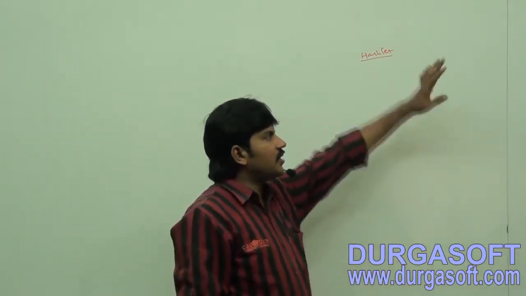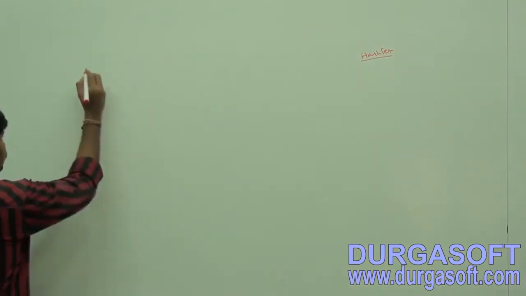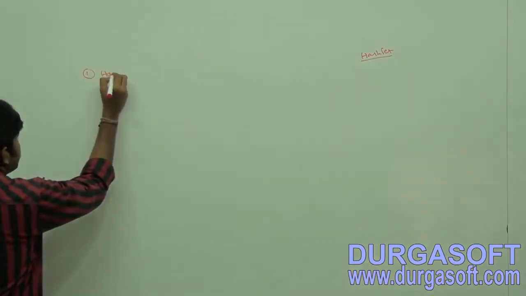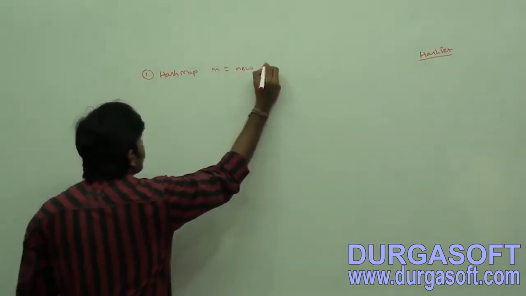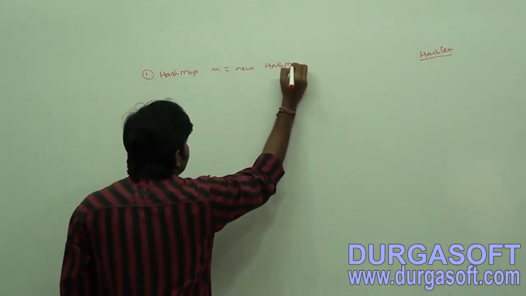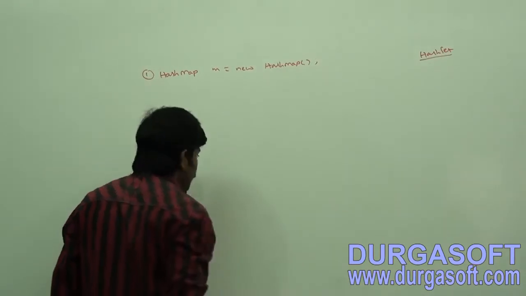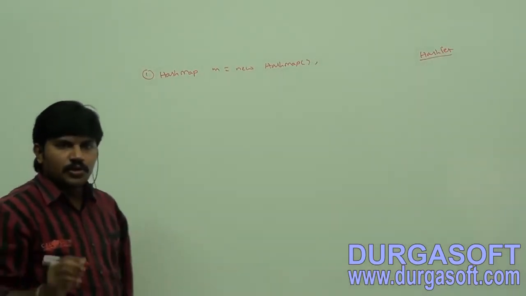So, 4 constructors. Even as I spelled out for HashSet, the constructors are the same for HashMap, LinkedHashMap, everywhere. Now observe the first one: HashMap m = new HashMap.